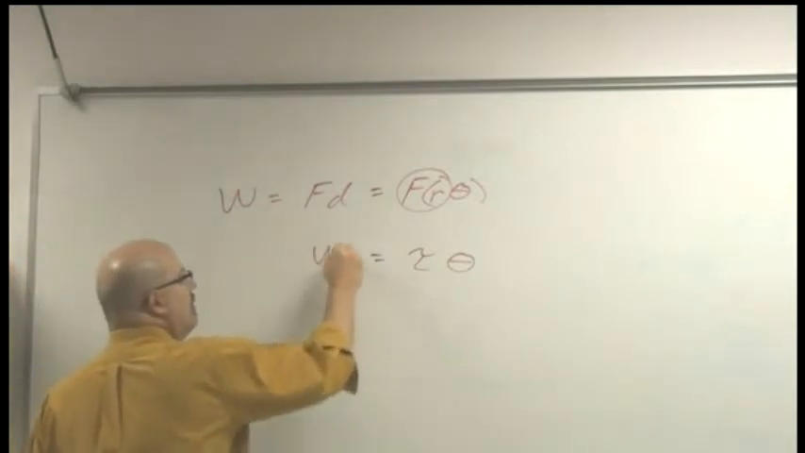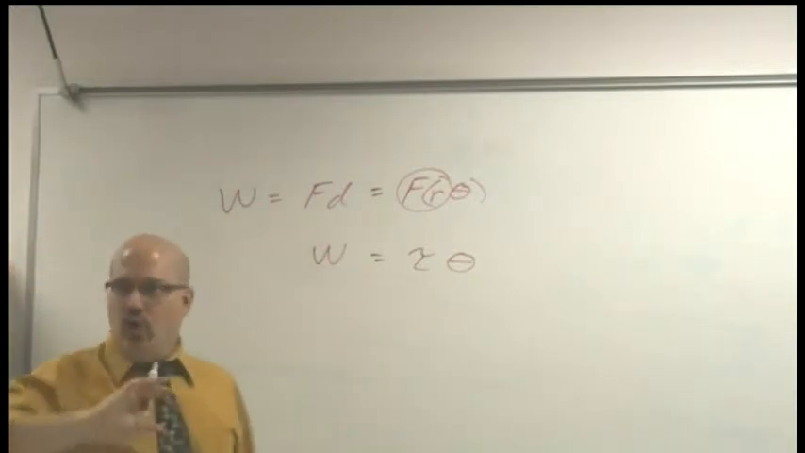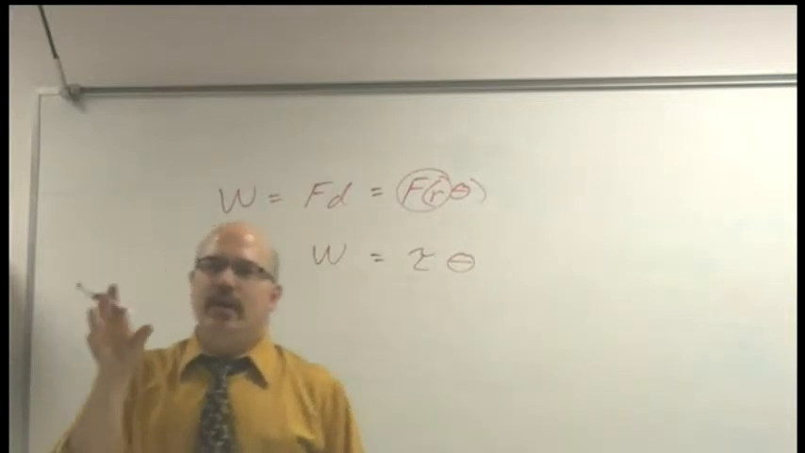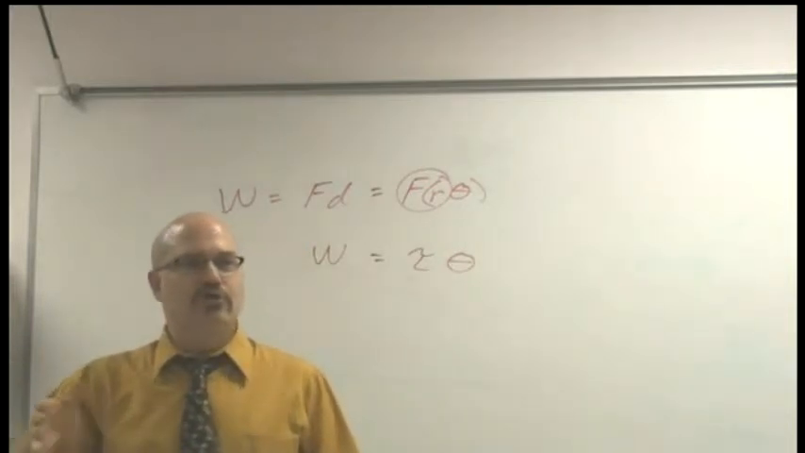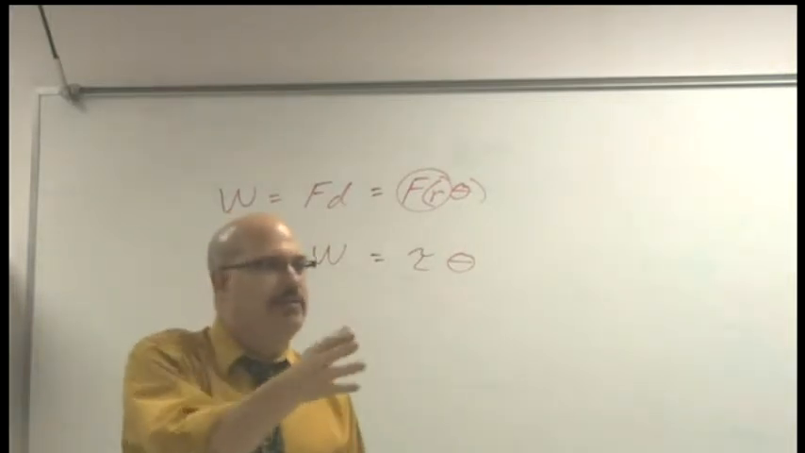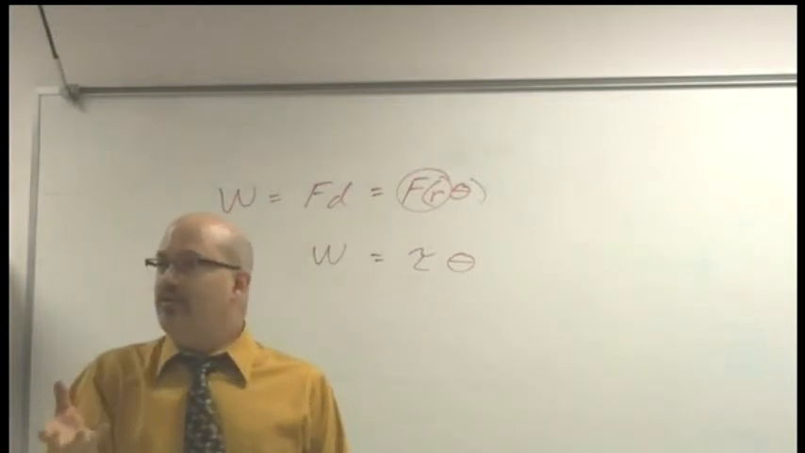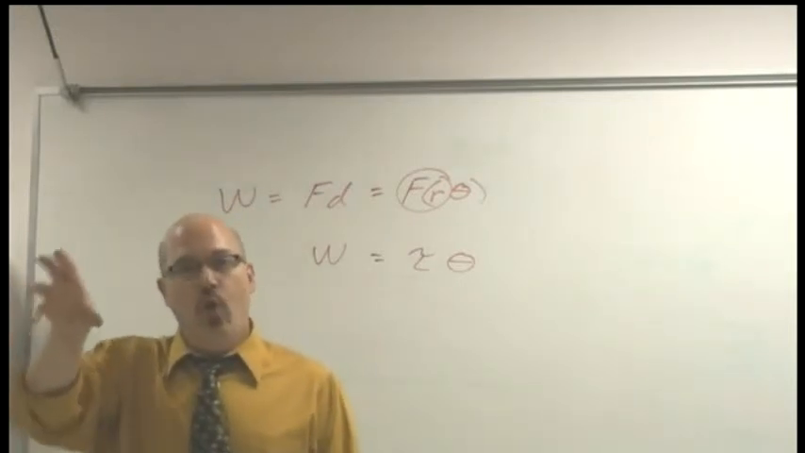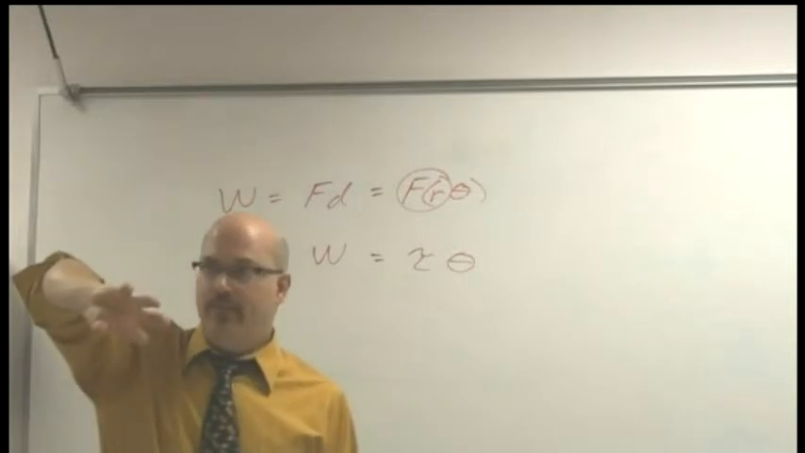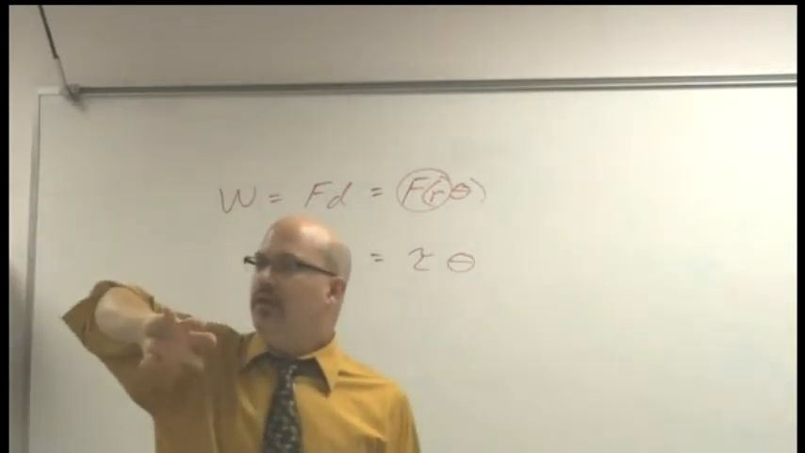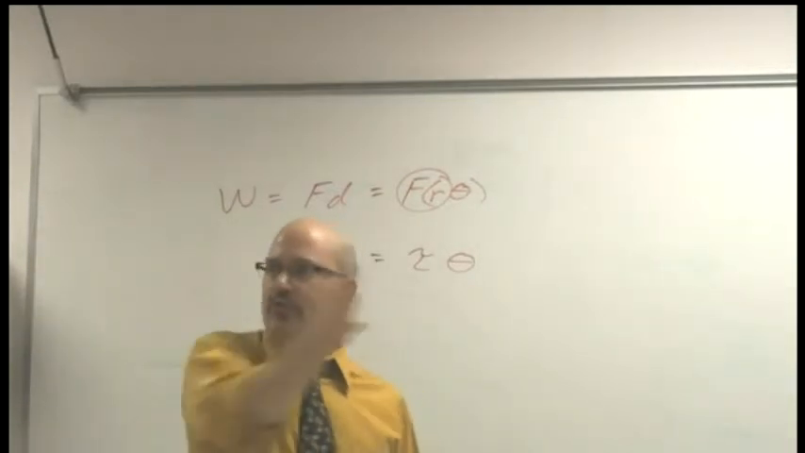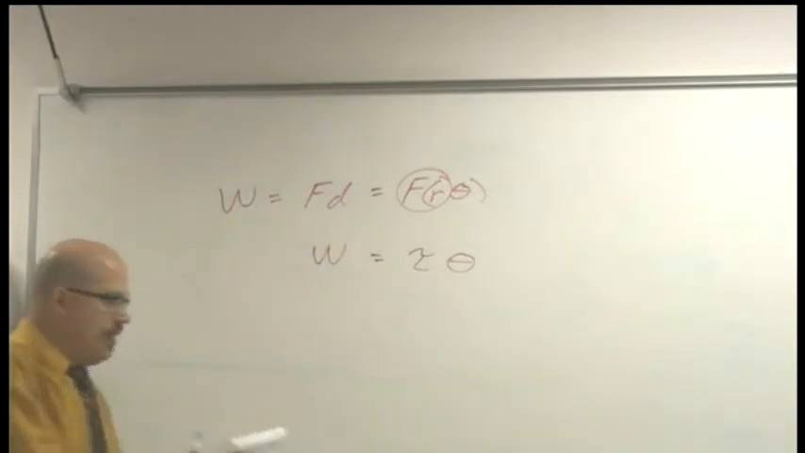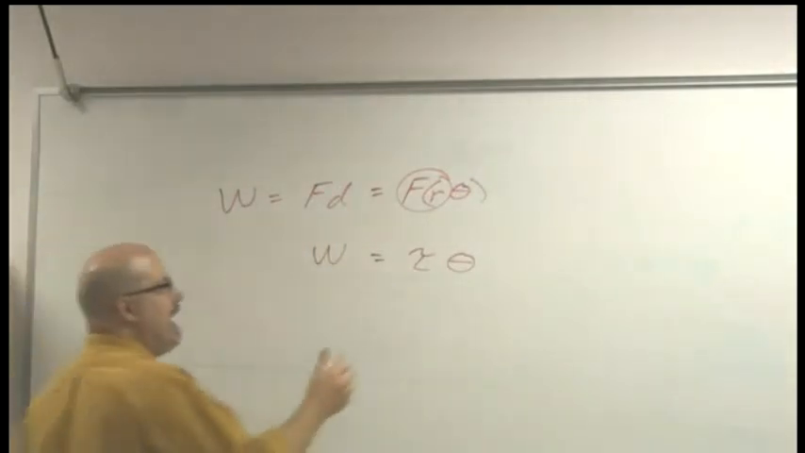This is work when you're rotating something. Because think of it, if work in translational motion is a force through a distance, then work for rotational motion should be a torque through an angle, right? Torque through an angle is the rotational equivalent of force through a distance, all right? So there's work. So it's torque through an angular displacement.